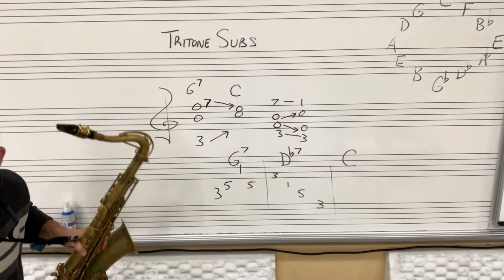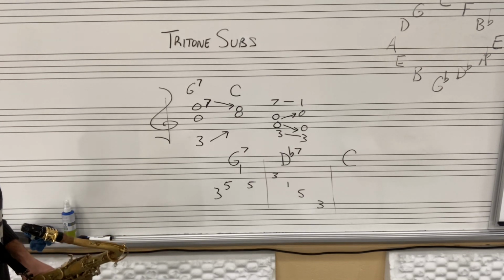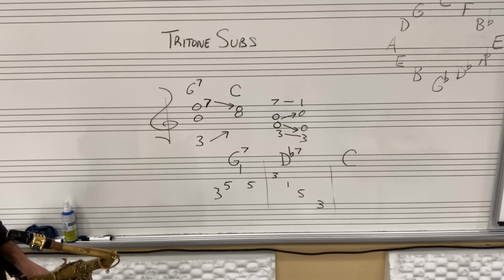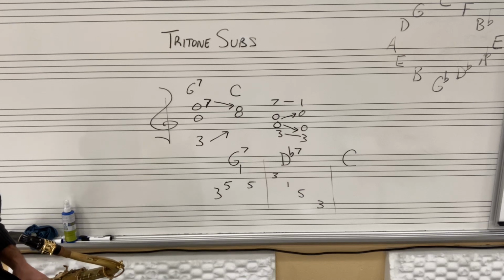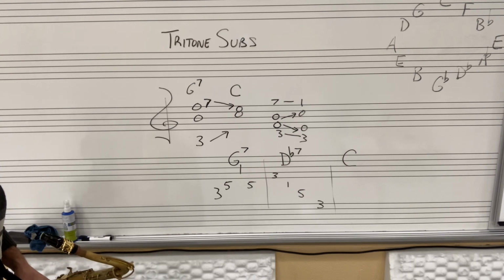So here's the third in the G7. So here's the G. Now here's the third, and there's the 7. And they always resolve this way. The 7 falls to the 3. The third resolves up to the 1. So you get this movement.